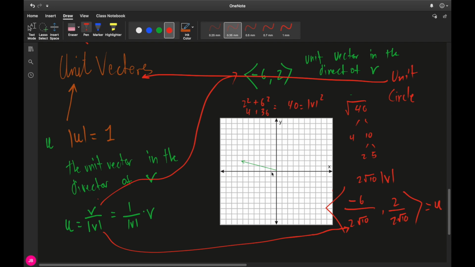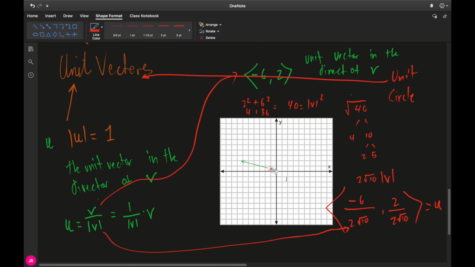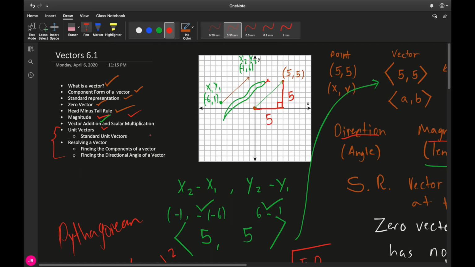Negative 9.5 and 3.2 should be just about there. And of course, if we draw a vector in that direction, it should be the same vector, just with, again, a magnitude of 1.